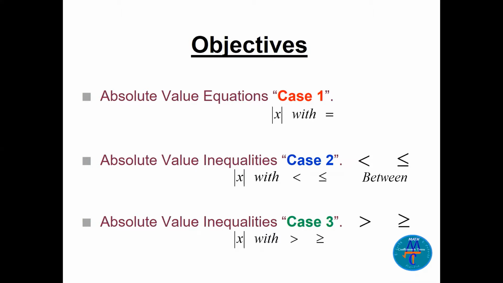Simply, the objectives of this lecture: we have three cases. Case one, where we have absolute value with equal. Case two, absolute value less than or equal, both the same idea. And then case number three, if we have absolute value with greater than.